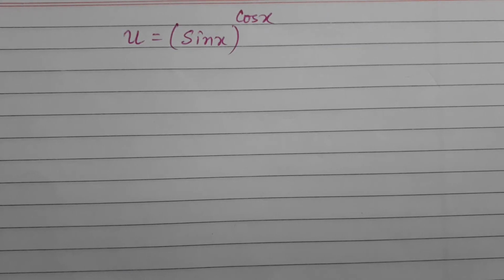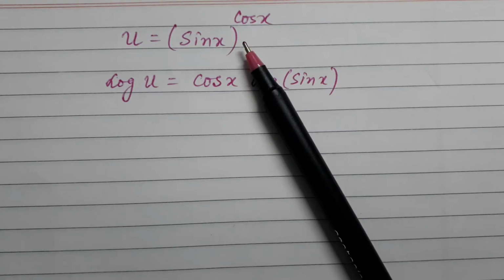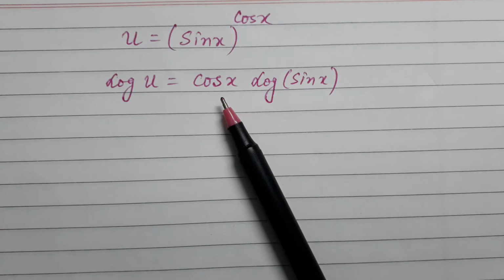So first we'll differentiate u, and here u = (sin x)^(cos x). To differentiate u, we need logarithmic differentiation now. So we will take log on both sides. Then this will become log of (sin x)^(cos x), and that cos x will come out and multiply with log of sin x.